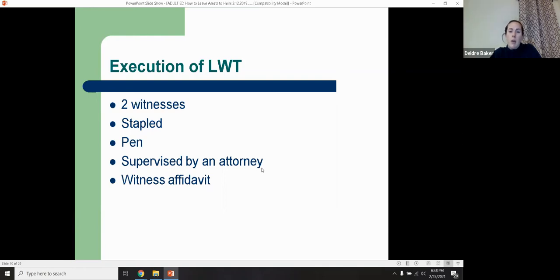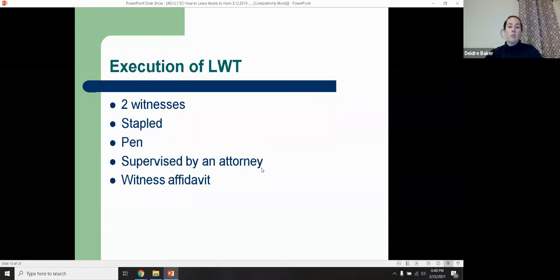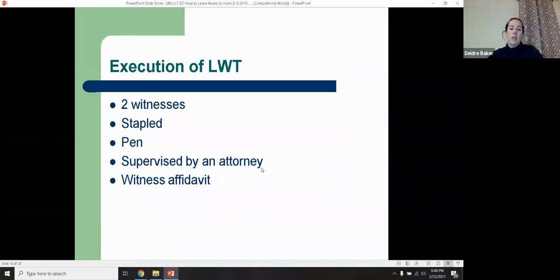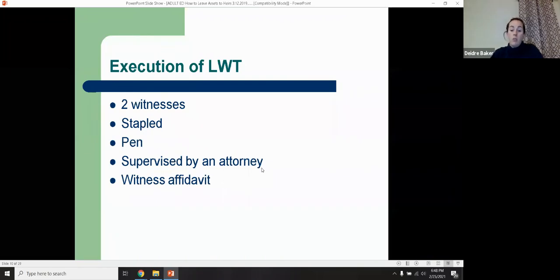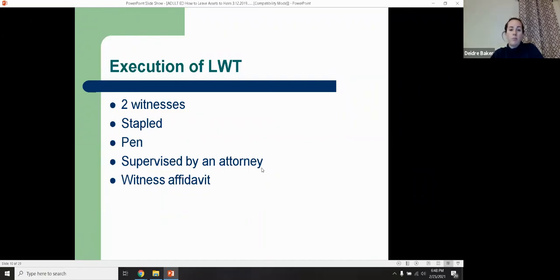So keep in mind, I would not recommend doing a last will and testament yourself. And if you have a friend of the family who's a landlord and tenant attorney, it may not be a good idea to use them either, unless they're someone who's familiar and prepares a lot of wills, and executes them as well.